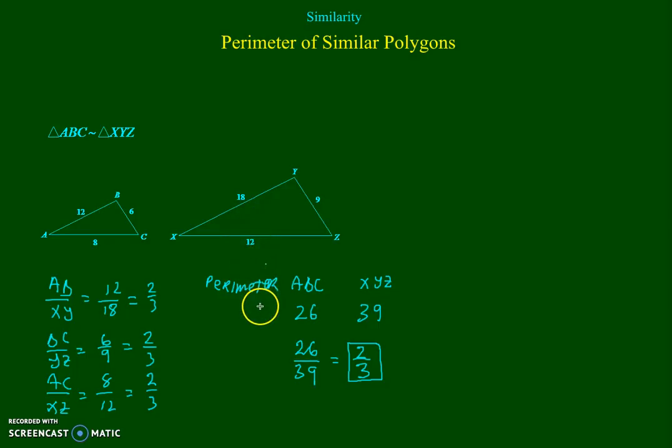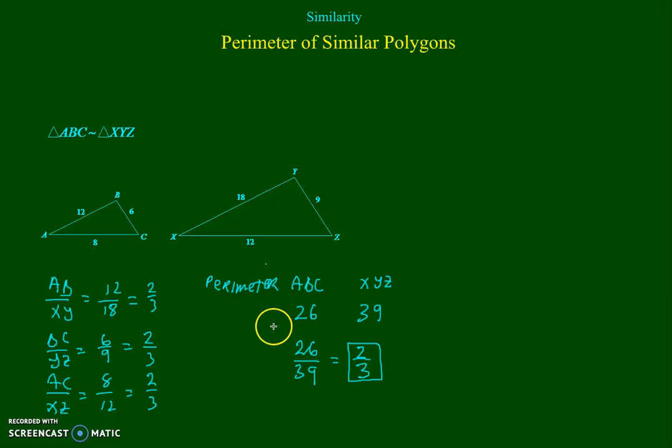So some basic relationships here that are very, very important. Doesn't matter whether you have altitudes, side lengths, perimeters. The corresponding lengths between these two are in the exact same ratio as their scale factor.